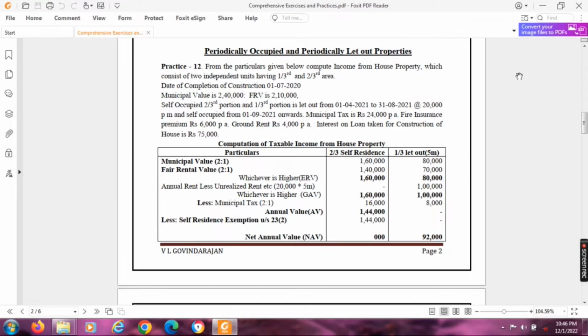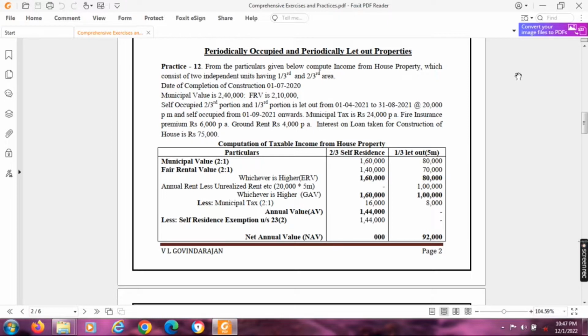From the particulars given below, compute income from house property which consists of 2 independent units having 1/3 and 2/3 area. Date of completion of construction 1st July 2020. Municipal value 2,40,000, fair rental value 2,70,000. Self-occupied 2/3 portion and 1/3 portion is let out from 1st April 21 to 31st August 21 at the rate of 20,000 per month and self-occupied from 1st September 21 onwards. That means April, May, June, July, August, only 5 months.